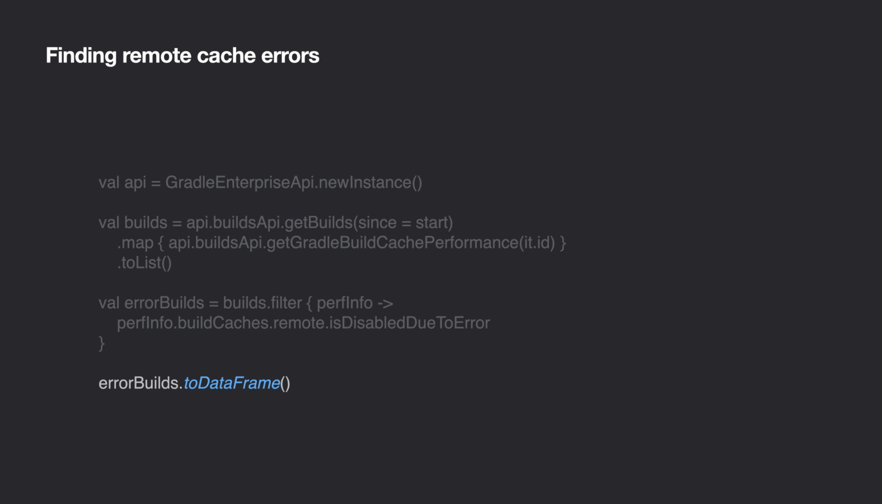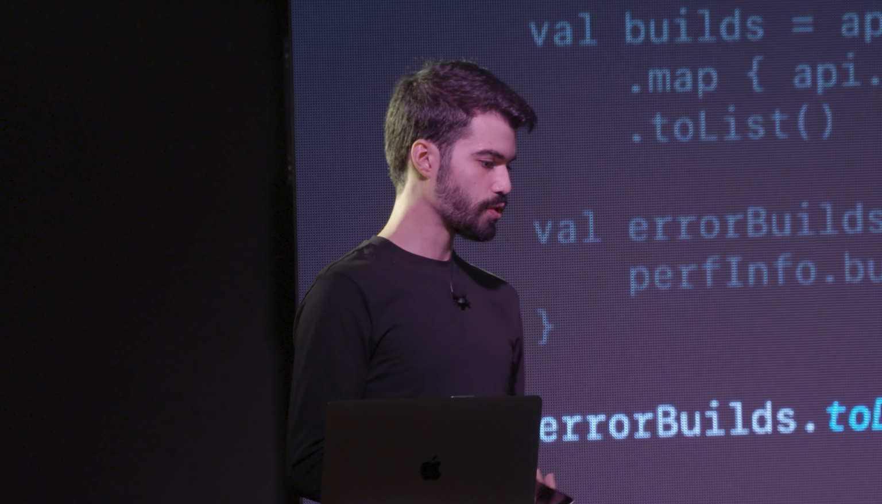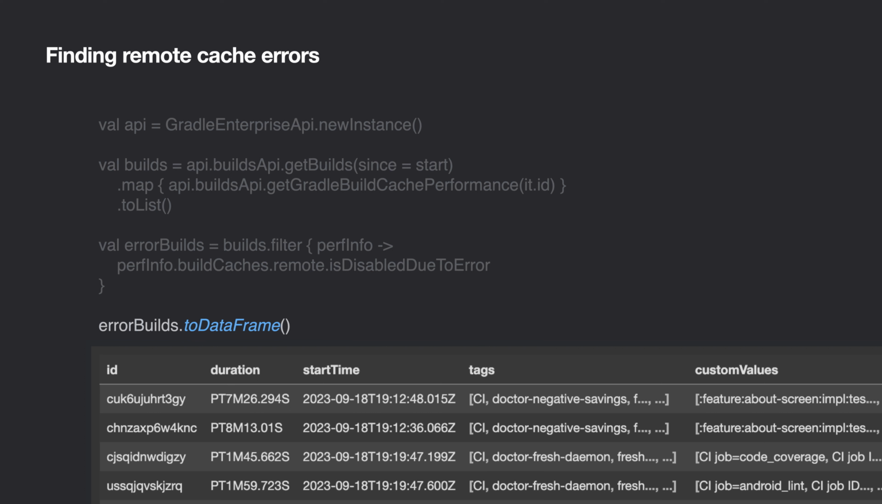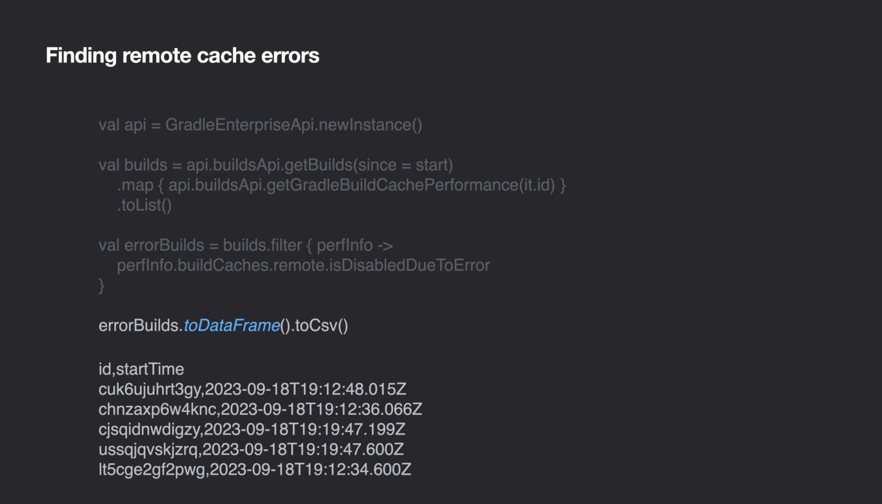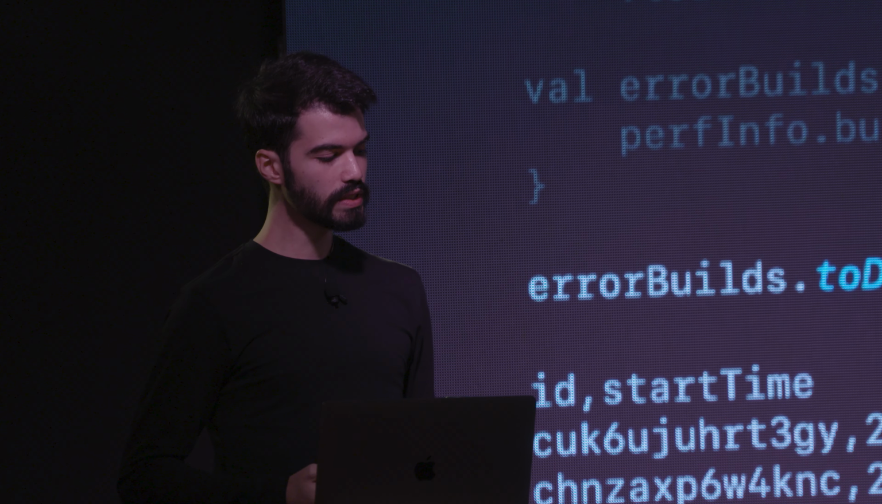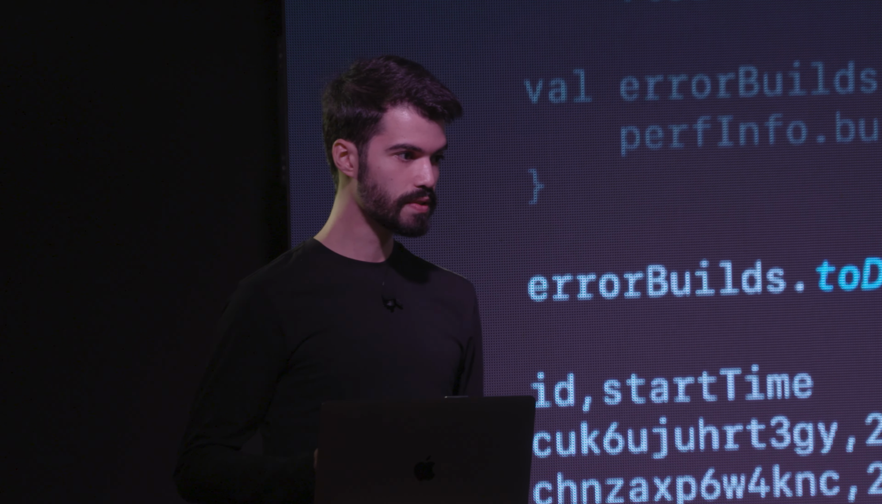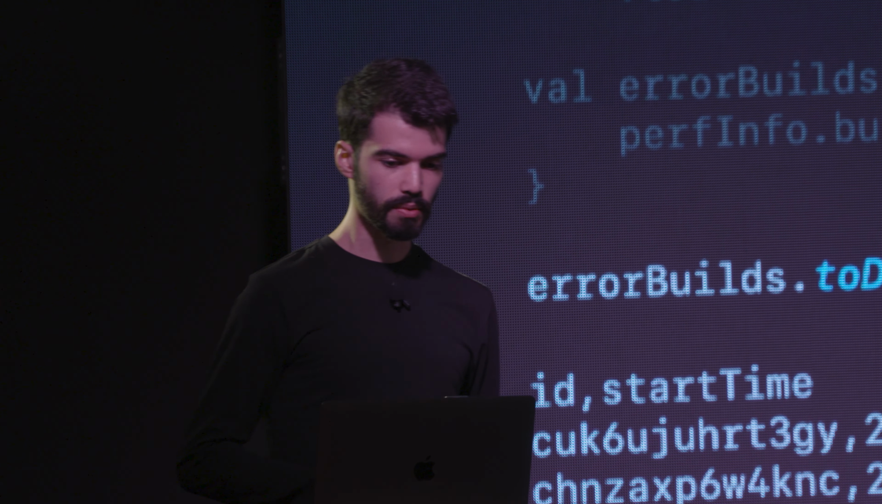But going further with Jupyter Notebooks, we can, for example, turn this into a table and see very quickly that all our cases here are CI. You can see on the tags column, they all are CI builds. And this is another clue that you quickly found. And you can turn this into a CSV and send it to your infrastructure team and ask if there were any incidents that you don't know around these times, for example.